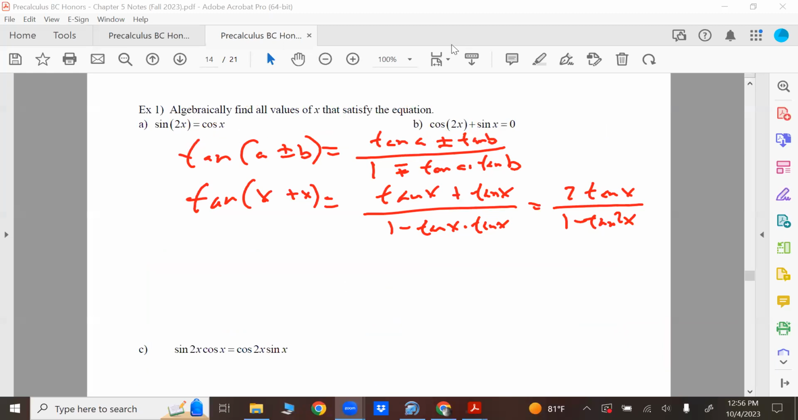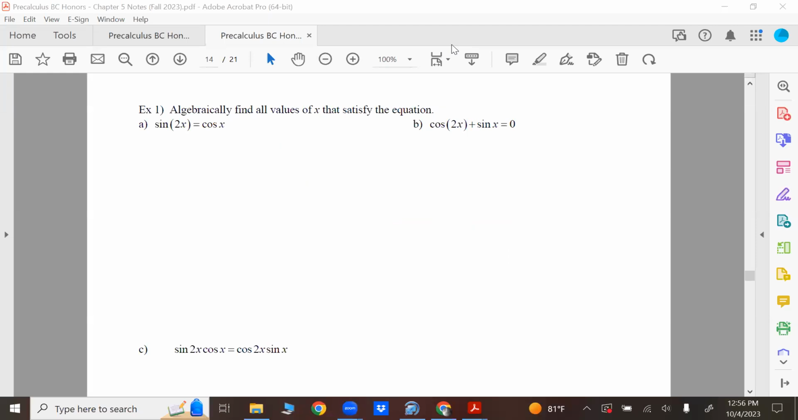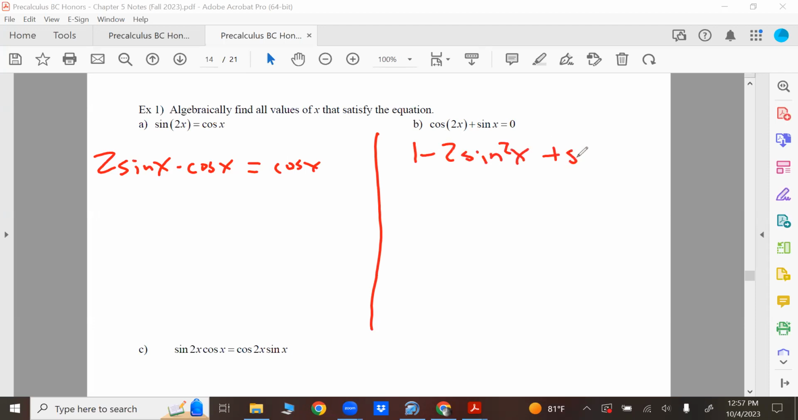All right, so let me tee these up for you guys and then have you work them out. So you're going to want to do this: 2 sine x times cos x equals cos x. I'll let you carry on from there. Here, which variation should I use of cos 2x? Which one would be wise? With sine, of course. So let's do 1 minus 2 sine squared x, and treat it like a quadratic. And you have to find all values, so we'll have to give a general solution.